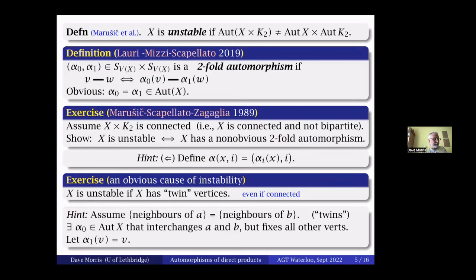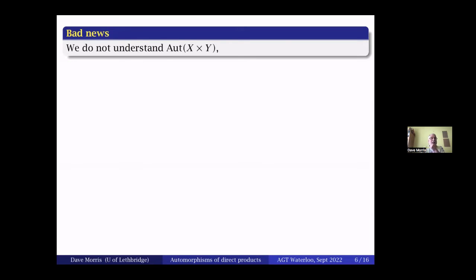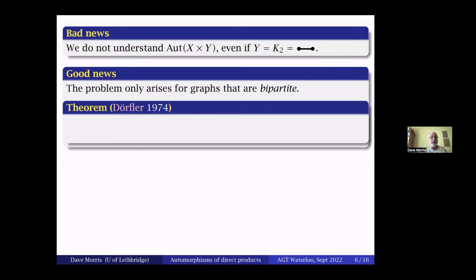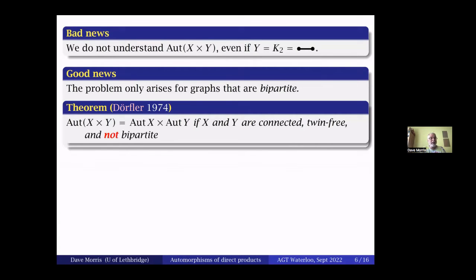Okay, so the bad news, as I said, is that we don't understand the automorphism group of a direct product, even in the stupid case where Y is K2. The good news is that the only case that we do not understand is when X is bipartite. That's because of an old theorem of Dörfler that says the automorphism group of a direct product is the direct product of the automorphism groups if, first of all, we make the basic assumptions. We need our graphs to be connected. There shouldn't be twins, otherwise we know that we've got a problem. And then if we assume they're not bipartite, that's the theorem. And also, of course, they had better be coprime. So if you make the assumptions that we know are necessary, then the converse is true. We understand the graph completely.